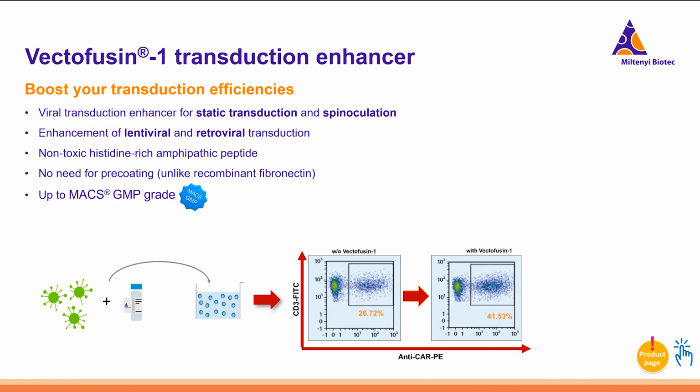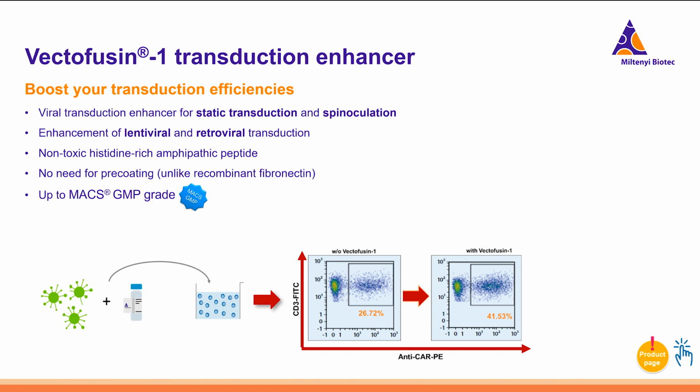Last but not least, an outstanding cell culture reagent in our portfolio is the transduction enhancer VectorFusin-1. After activation, you might want to transduce your T cells, depending on your workflow, for example in the context of CAR T cell research. VectorFusin-1 is hereby particularly handy. This non-toxic, histidine-rich amphiphilic peptide enhances efficiency for lentiviral and retroviral transduction and is compatible with static transduction and with spinoculation. Conveniently, no pre-coating is needed.